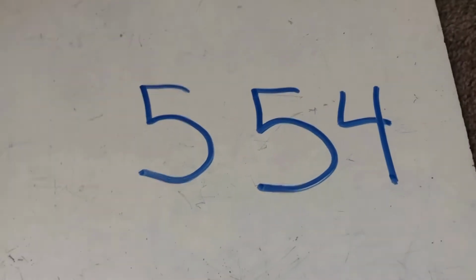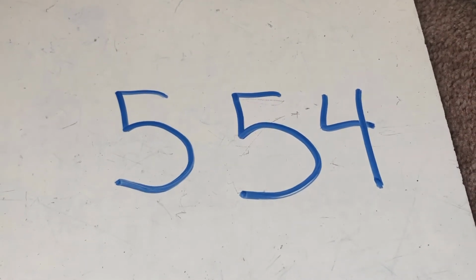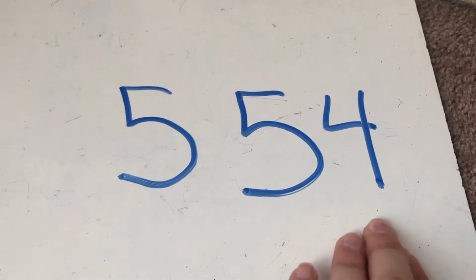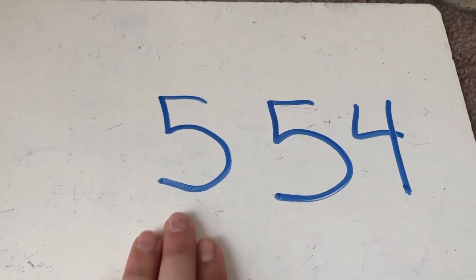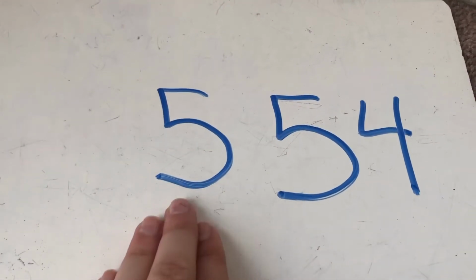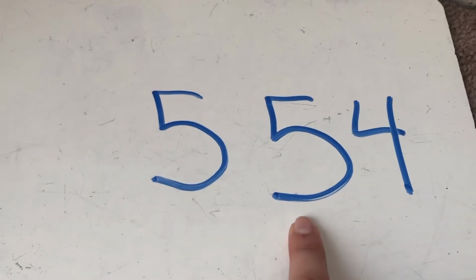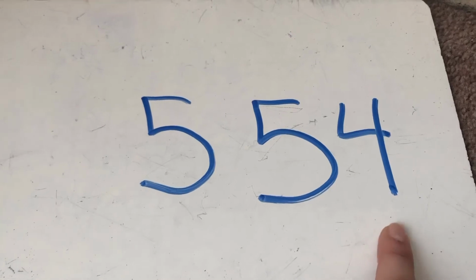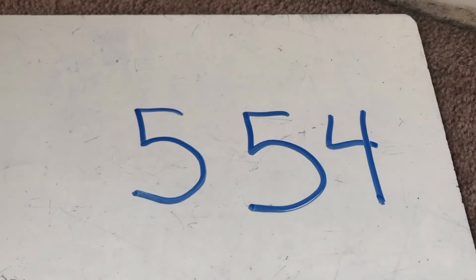What's that number? This number is 554. Okay, so now we're moving on to the hundreds. How many hundreds are here? 5. How many tens? 5. How many ones? 4. 554.